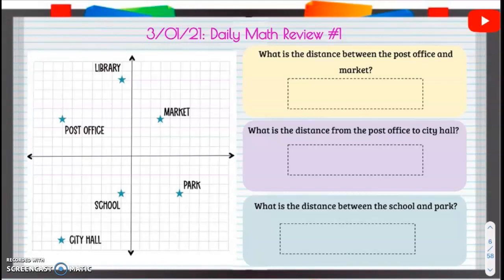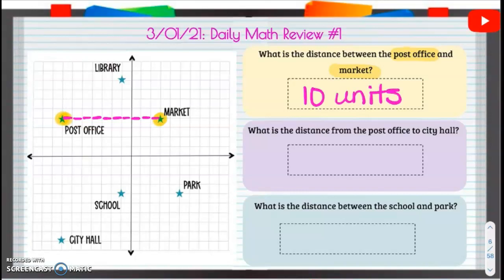Daily math review number 1. What is the distance between the post office and the market? All right, so the post office and the market. Let's see. Here's our post office. Whoop. And here's our market. All right, let's find the distance. So in between we have 1 space, 2, 3, 4, 5, 6, 7, 8, 9, 10. 10 units.